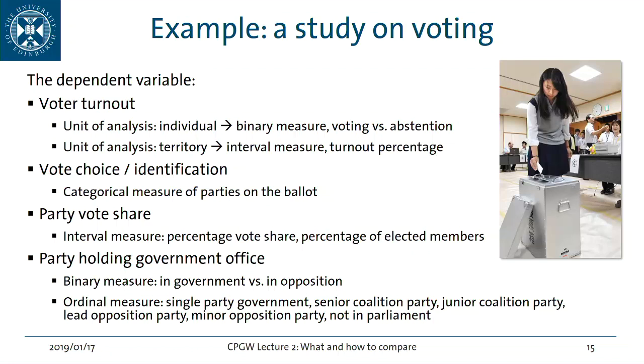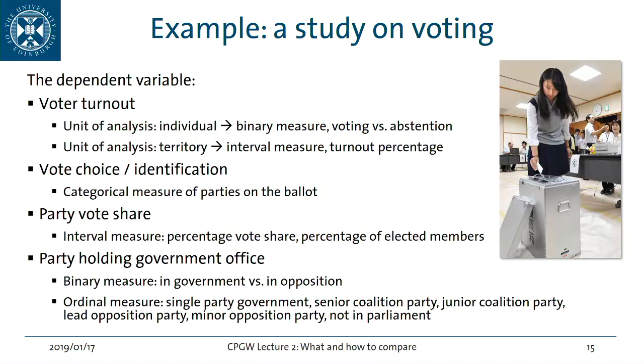And lastly, we could think on the highest possible level about the outcome of voting in terms of who actually gets to govern, who gets to lead the executive and lead the country. We could, of course, think about this with a binary measure. Is any particular party in government or in the opposition? Or you could come up with an ordinal measure that is a little more fine-grained, that allows parties to be in a majority government, a minority government, a coalition, the largest opposition party, the smallest opposition party, and so on.